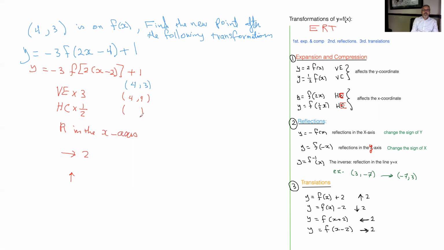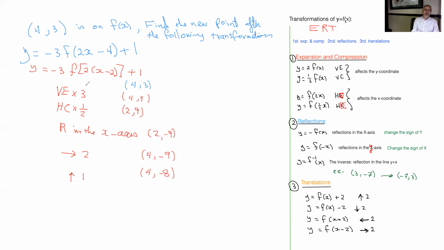And then we have a horizontal compression by a half that affects the x coordinate. So you go half times 4, it gives you 2, and it's 2 and 9. And then reflection in the x-axis changes the sign of y. So 2 and 9 becomes 2 and negative 9. And 2 to the right, you're just adding 2 to the x value, so that's 4 and negative 9. And up 1, you're just adding 1 to the y value, so 4 and negative 8.